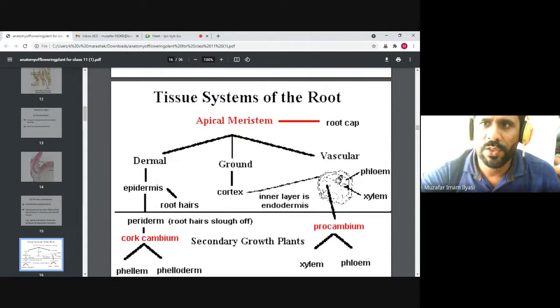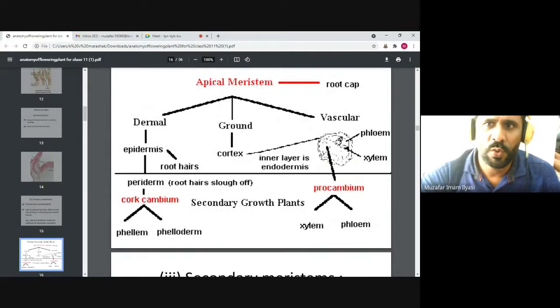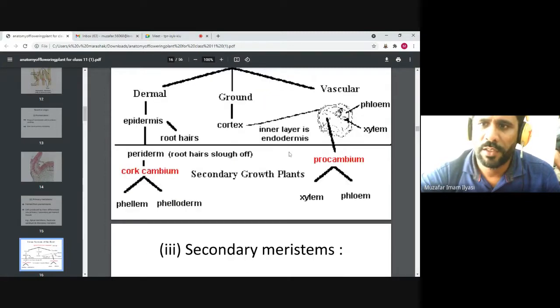This one shows the tissue systems of the root. The apical meristem is above it, with the root cap. This one is the dermal, ground and vascular systems. Just like beneath this cortex is the inner layer, the endodermis. Before this line, all these cells are part of the endodermis. And from here you can see the periderm, root hairs, the cork cambium, and secondary growth of the plant. Procambium consists of two, xylem and phloem, and cork cambium consists of two, phellem and phelloderm.